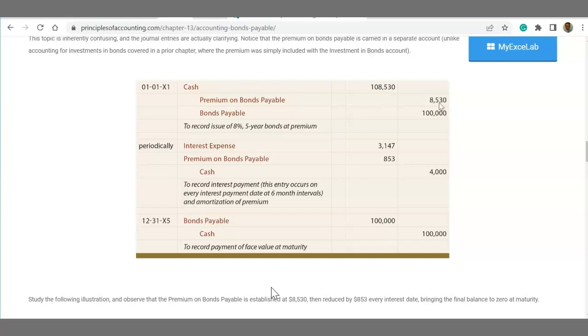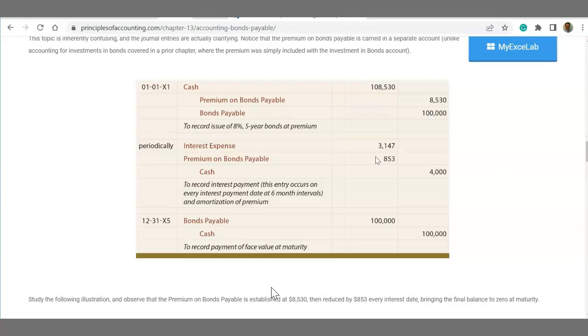By 5 p.m., 7 hours later, we decide, you know what, let's just cancel everything. How much do I owe you? I owe you your $100,000, and also I owe you your 8,530. So both of these I owe you. It's a liability for me at this moment. We just issued this today, and right at this moment, this is a liability.